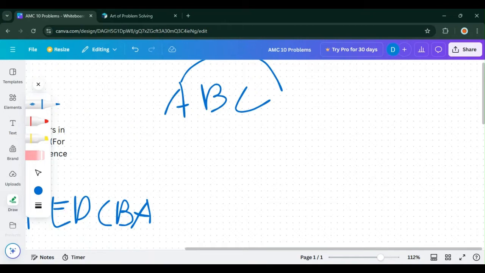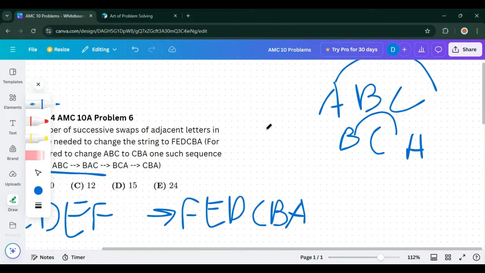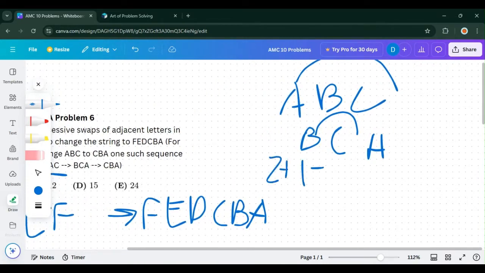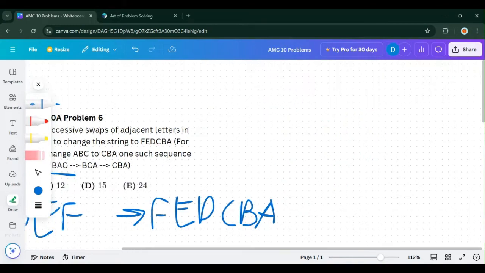of C. Okay, so now we have BCA, and then we now move B into the position between A and C to achieve what we want, CBA. And we have 2 plus 1 is equal to 3 moves. And this kind of helps us with the framework of this problem.